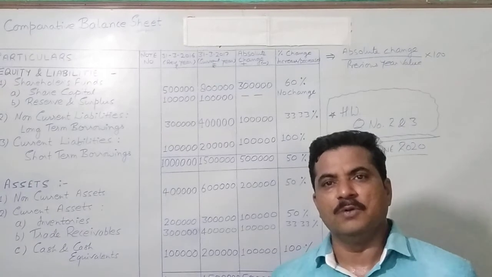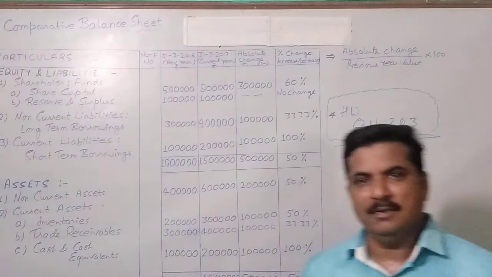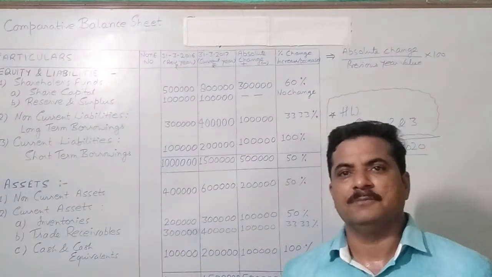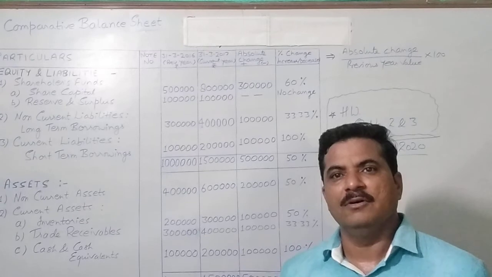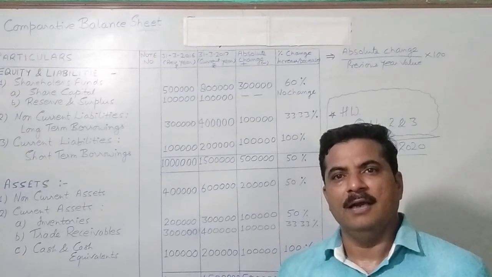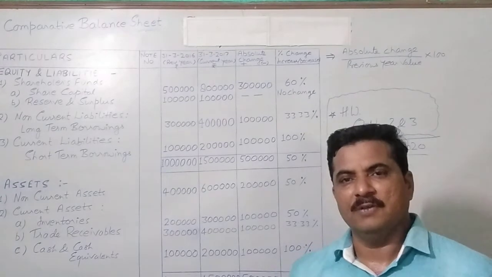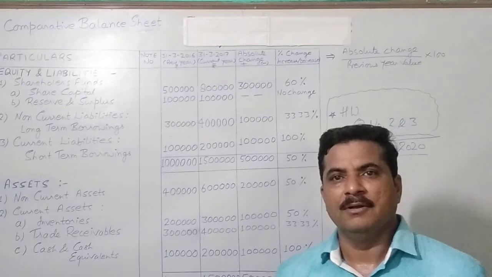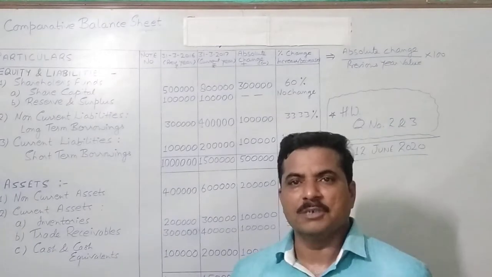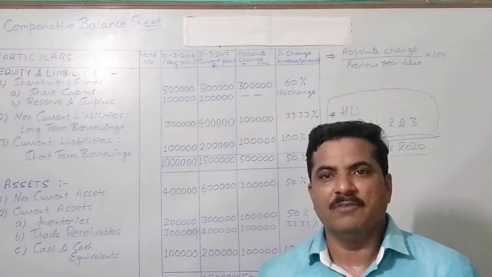So there are basically two types of comparative statements: comparative balance sheet and comparative income statement. We have already discussed the format of a company's balance sheet and income statement. For the purpose of understanding the comparative balance sheet, I am taking question number 1, where we have to prepare a comparative balance sheet with the help of the given information.